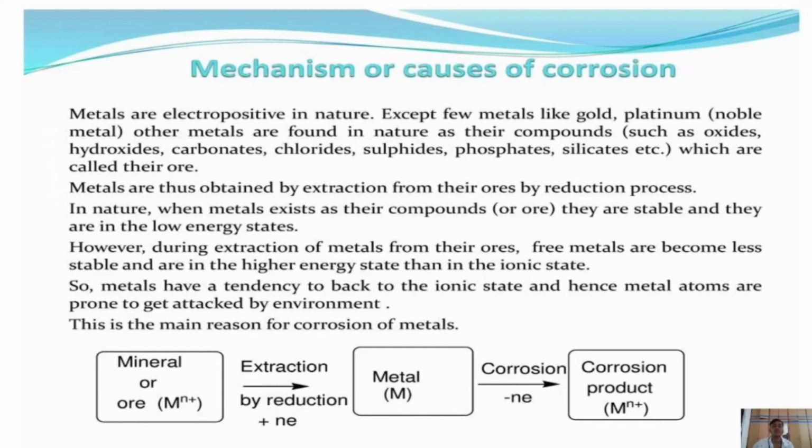Metals are electropositive in nature, except a few metals like gold and platinum. Other metals are found in nature as their compounds, which are called their ore. Metals are thus obtained by extraction from their ores by a reduction process. In nature, when metals exist as compounds, they are stable and in low energy states. However, during extraction of metals from their ores, free metals become less stable and are in a higher energy state than in the ionic state. So metals have a tendency to go back to the ionic state, and hence metal atoms are prone to get attacked by the environment. This is the main reason for corrosion of metals.